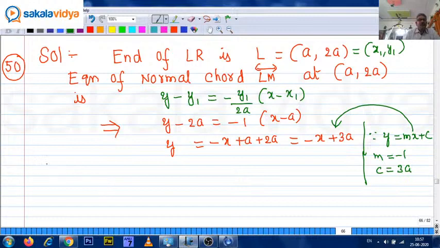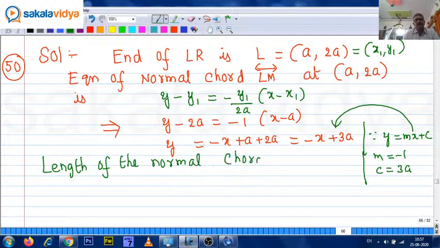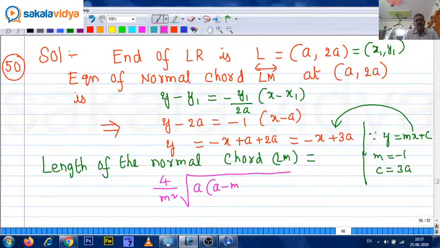Now the length of the normal chord, shortcut, that is actually LM. What is the formula we have? 4 upon m square, root of a times (a minus mc) into (1 plus m square). Am I correct now? Just substitute.